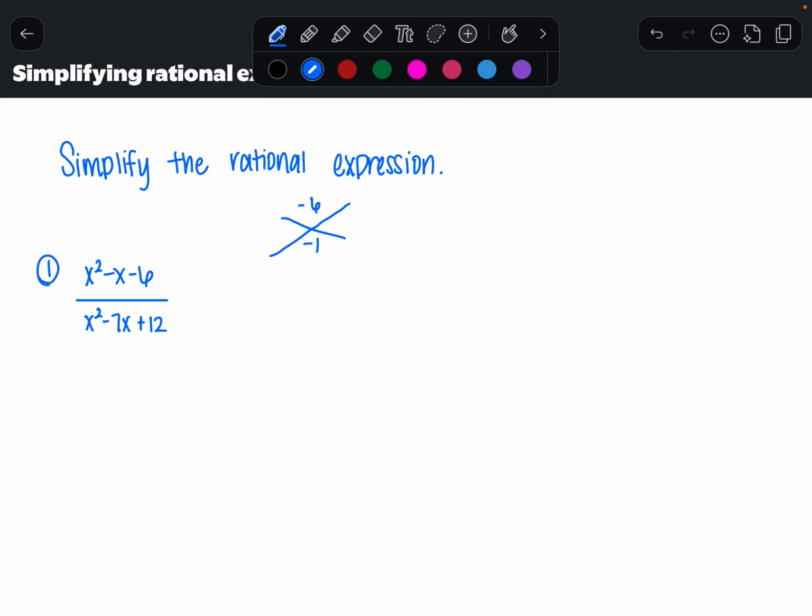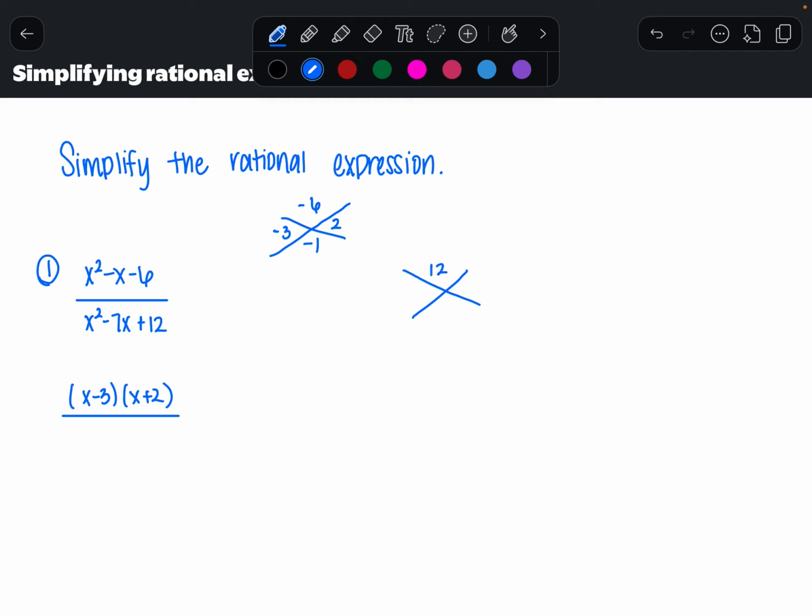And so -3 and 2 are going to do that. Since the leading coefficient is 1, we can go ahead and write our factors. So this is going to be x minus 3 and x plus 2. That's the numerator. The denominator, same approach.